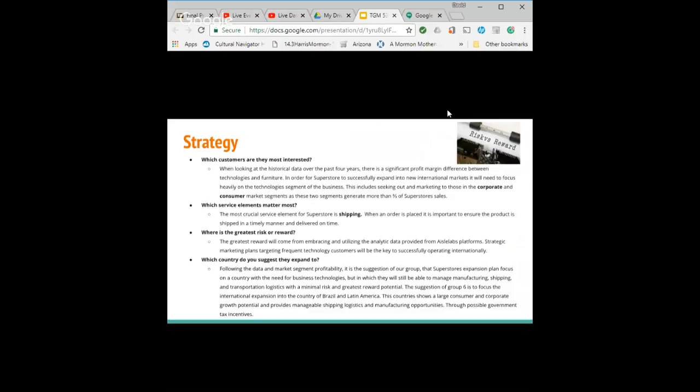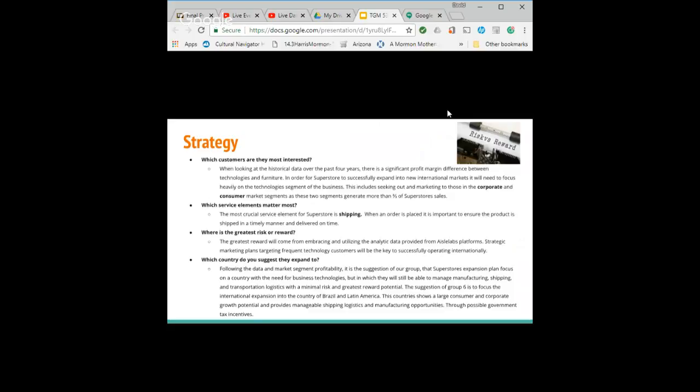The element that matters most is our shipping. We want to place our facilities close enough that shipping is not an issue. We want to get there in a timely manner with the least amount of cost. And furniture is something that we feel should not be focused on as much as technology. And it creates the greatest risk reward.